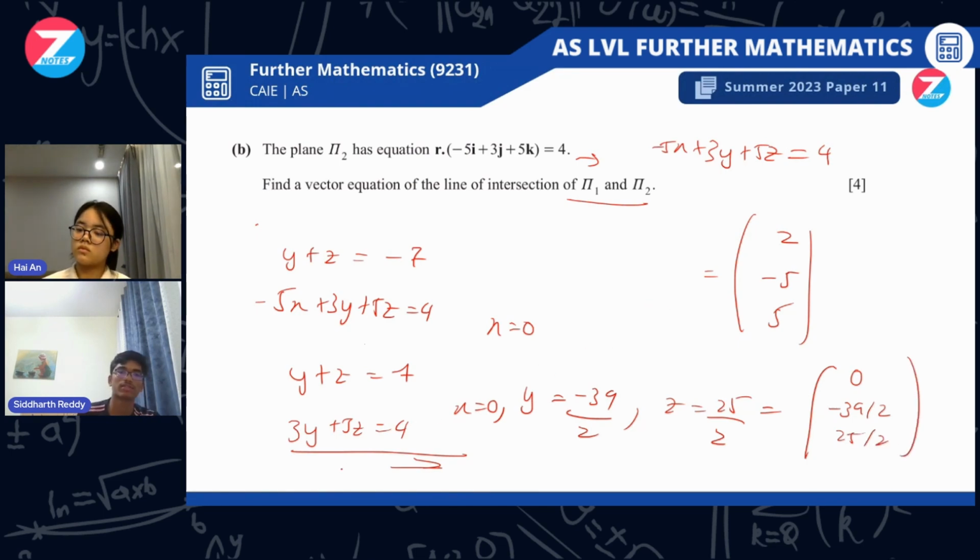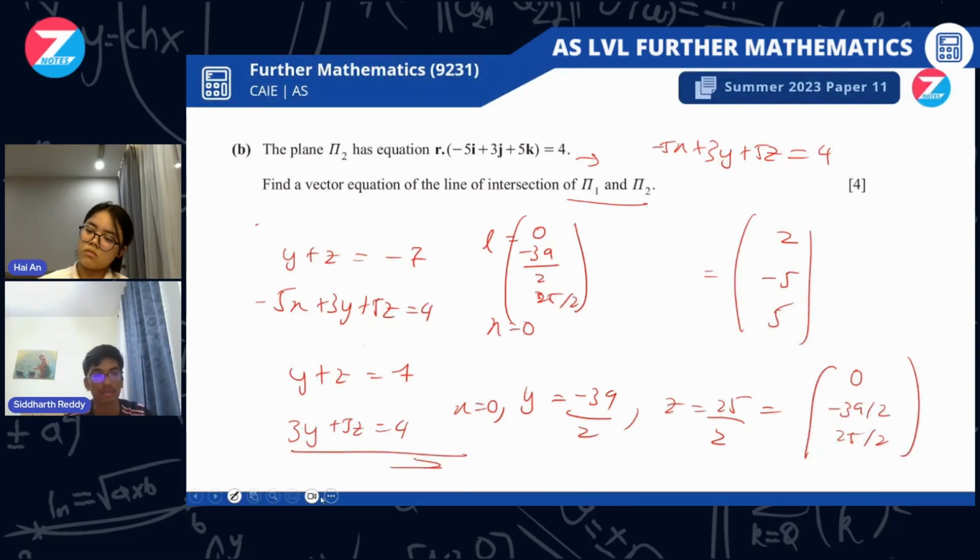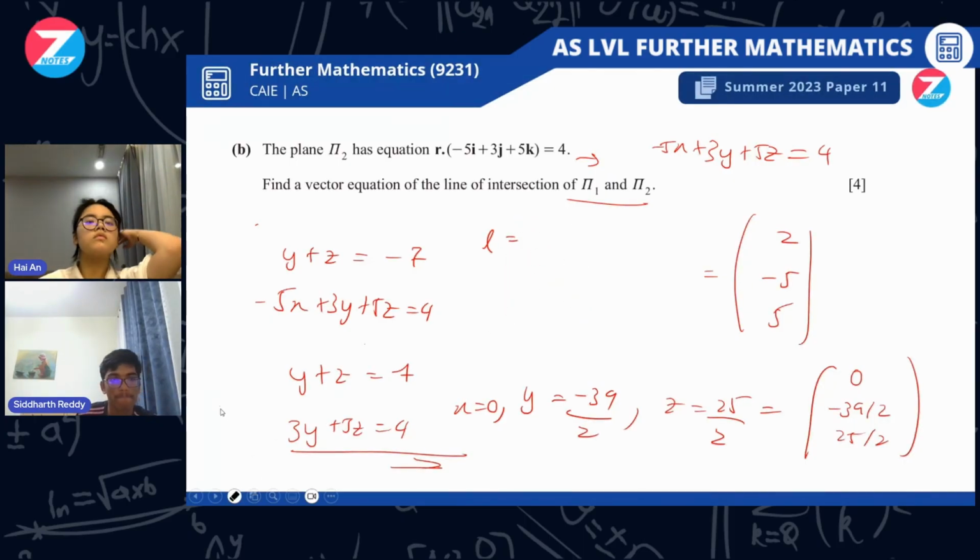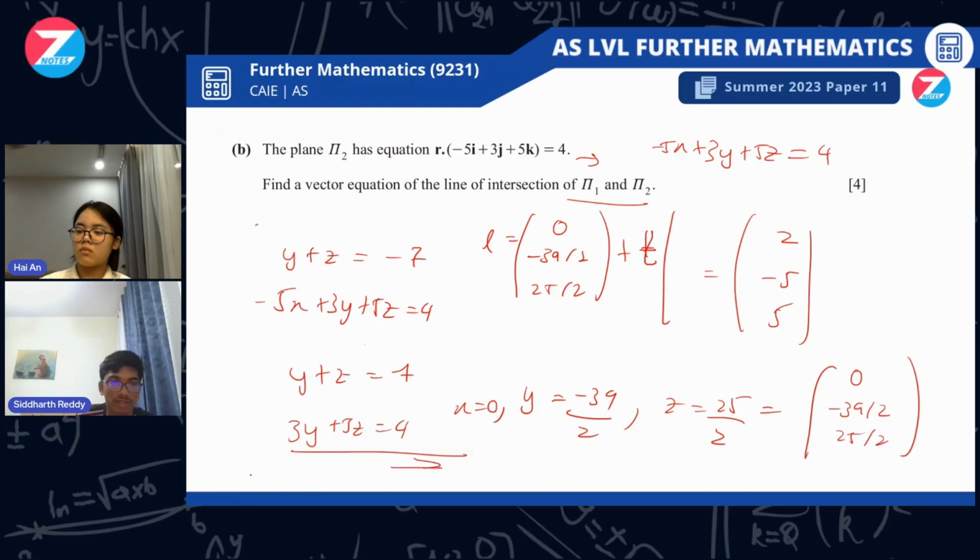Now that we have the direction vector and position vector, all we need to do is write it as L is equal to 0, minus 39 by 2, 25 by 2. That's okay, just give me a second. So that's 0, minus 39 by 2, 25 by 2 plus t times the direction vector, which is 2, minus 5, 5.